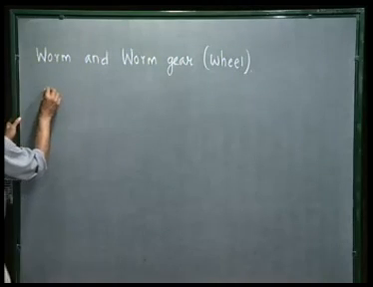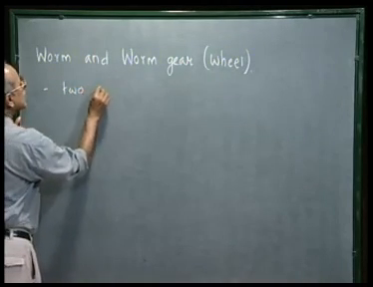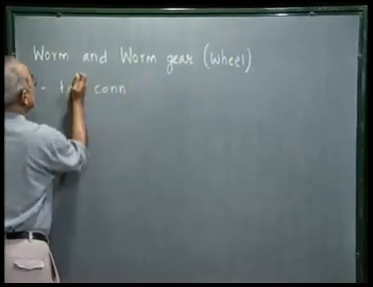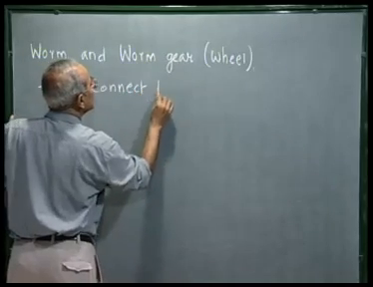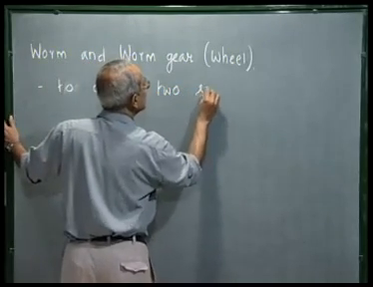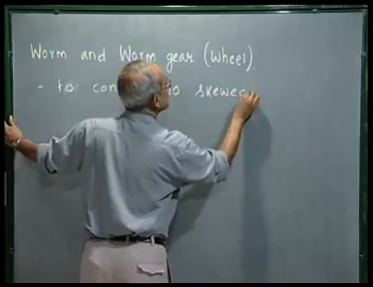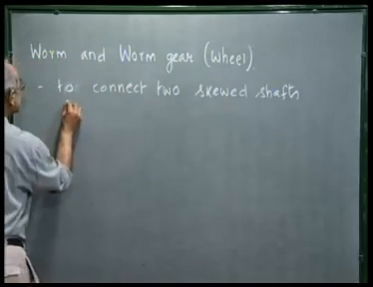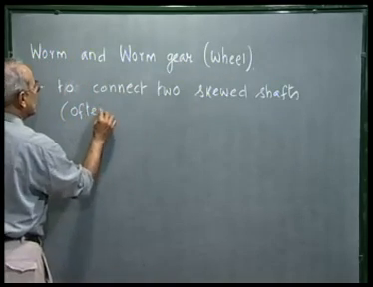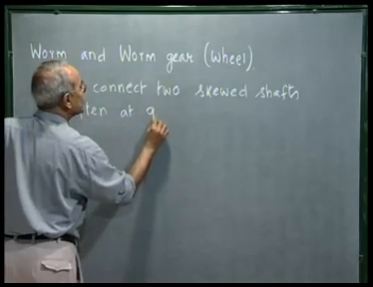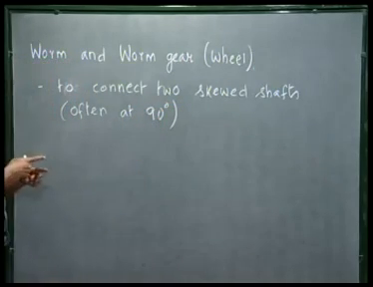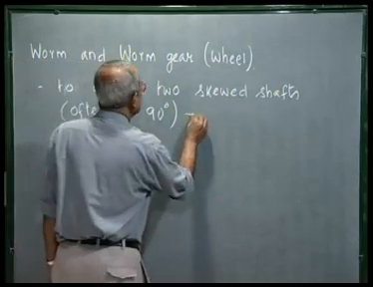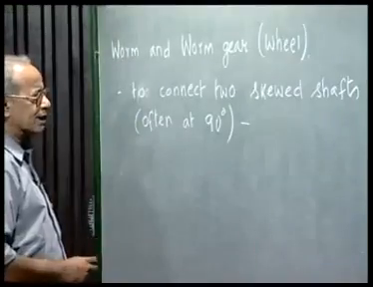These are normally used to connect two skewed shafts, very often at 90 degrees. Perpendicular to each other but non-intersecting, they are one above the other, but the angle between them is 90 degrees. These are used for a very high speed reduction.